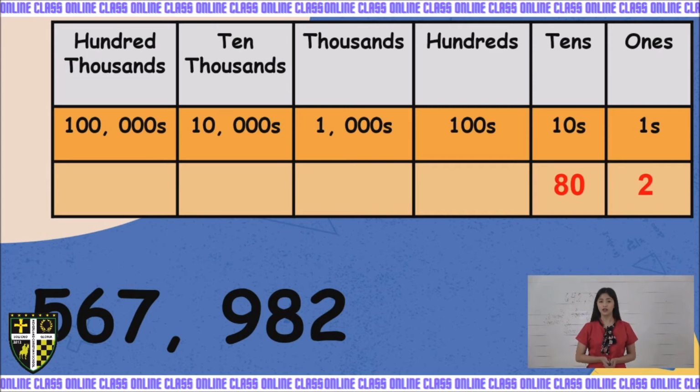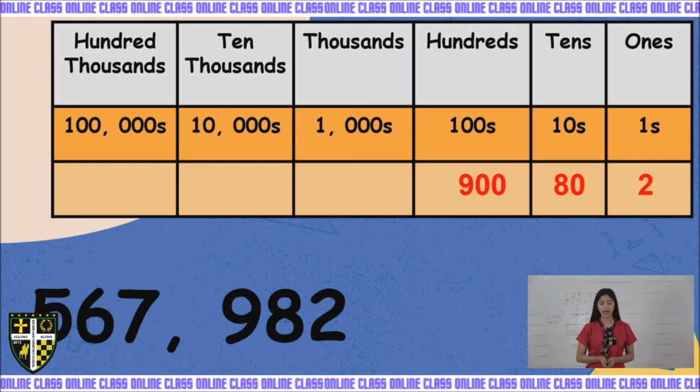Next one, the hundreds. So, 9 belongs to hundreds place value. And as you can see from number 9, there are 2 more digits from its right side. So those 2 digits, we are going to change them into 0 and then copy the number 9.